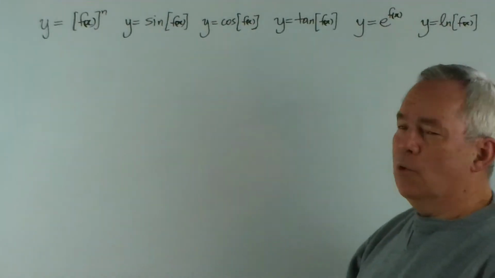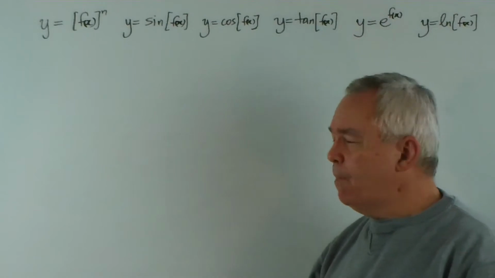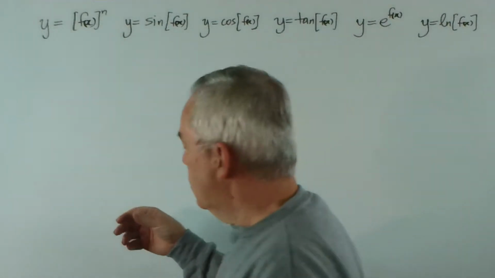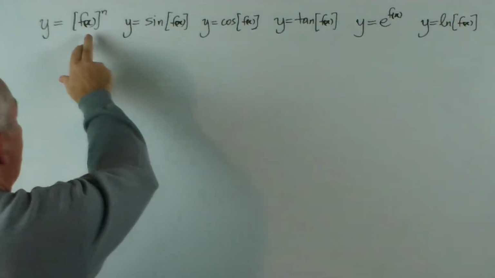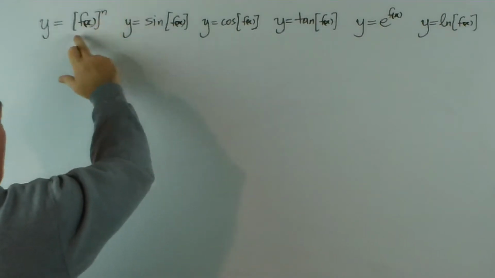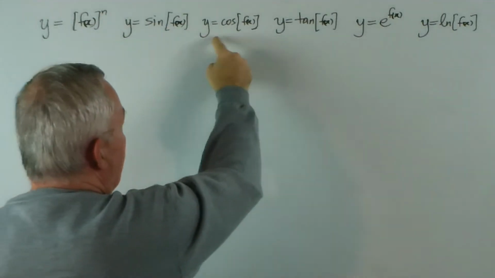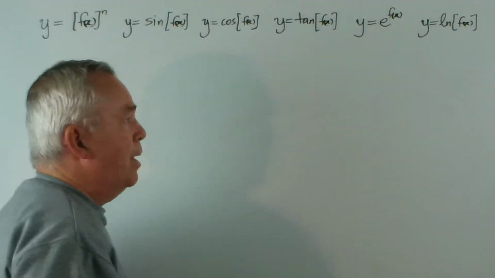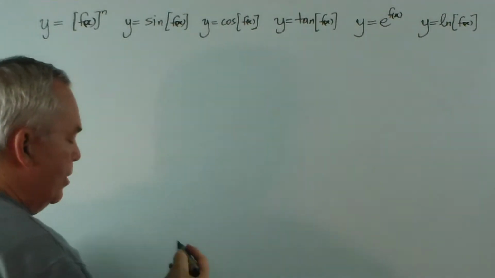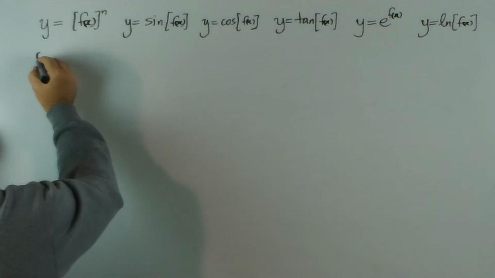In this video I'm going to look at what happens when we have a chain, that is a function inside the function. So I've already drawn them up, where we have a function inside the power, a function inside the sine, inside the cosine, and so forth. Let's review first of all how we find the derivative.